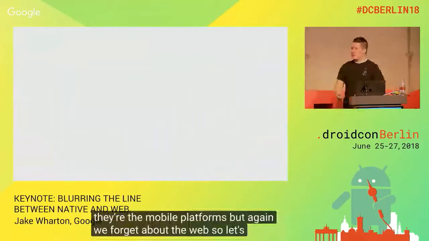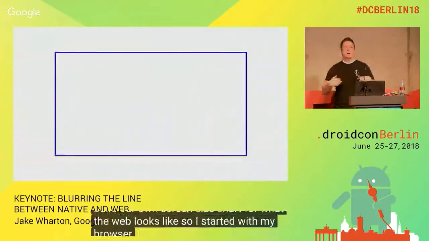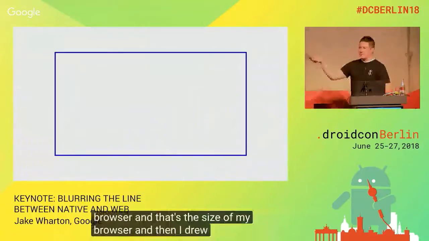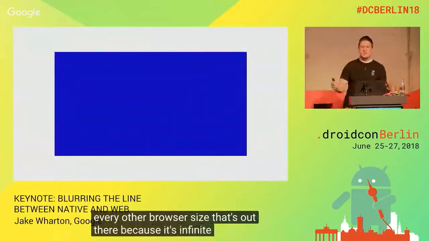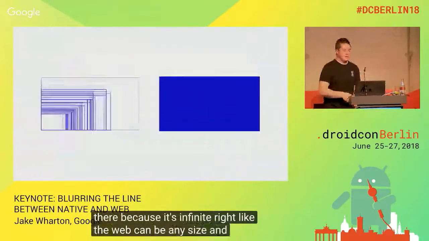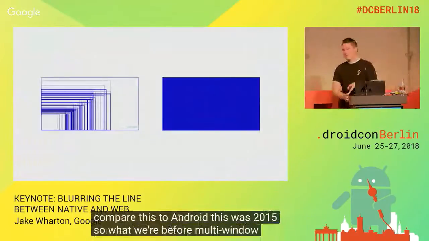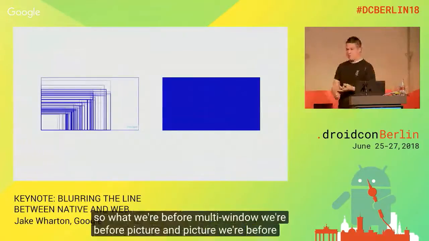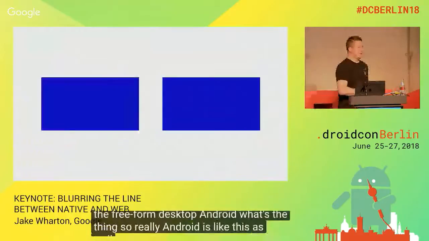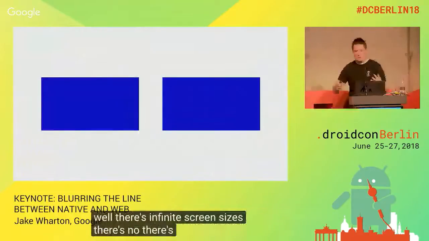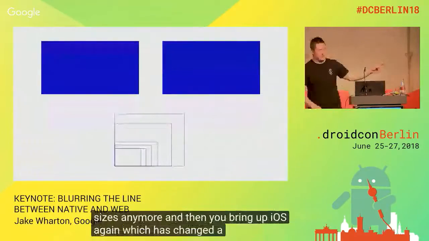So let's try and build our own screen size chart for what the web looks like. So I started with my browser, and that's the size of my browser. And then I drew rectangles for every other browser size that's out there. Because it's infinite, right? Like the web can be any size. And when you compare this to Android, this was 2015. So we're before multi-window, we're before picture-in-picture, we're before the freeform desktop Android was a thing. So really Android is like this as well. There's infinite screen sizes. There's no real exact screen sizes anymore. And then you bring up iOS again, which has changed a little bit, to be fair.